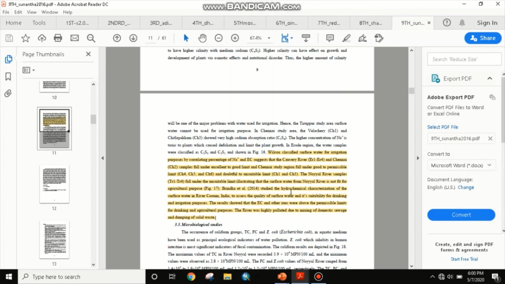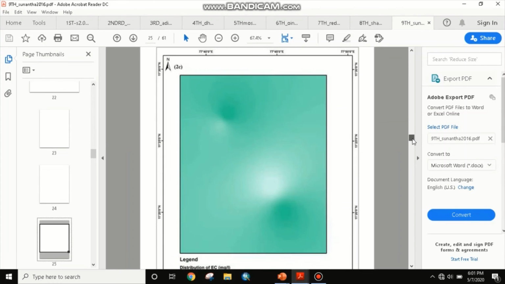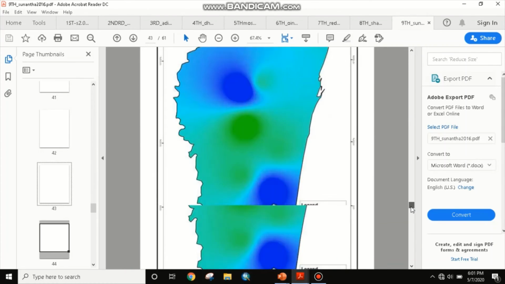They have already studied hydrochemical characterization of the surface water in the river, India, to assess the quality of surface water and suitability for drinking and irrigation purposes. The results showed that EC and other ions were above permissible limit for drinking and irrigation agriculture purpose. The river was highly polluted due to mixing of domestic sewage and dumping of solid waste. So let's have a look at our Wilcox diagram, which they have used over here.